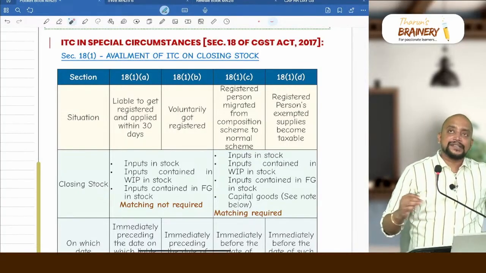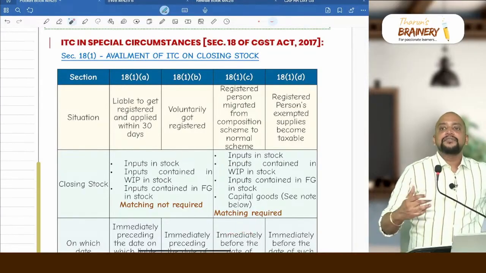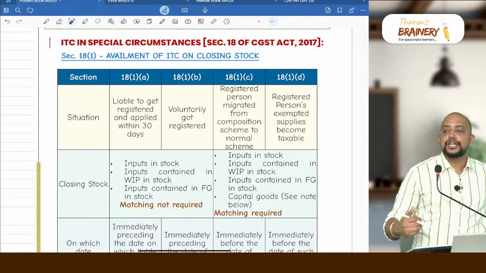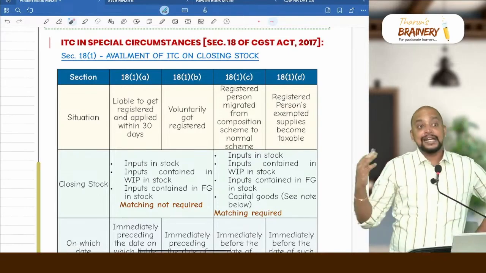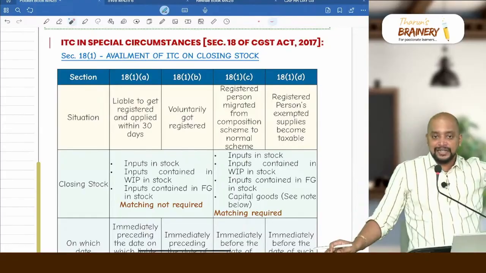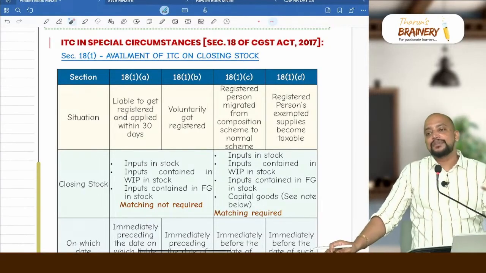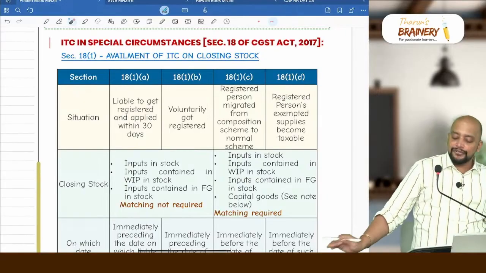Say for example, a person crosses his threshold limit for registration on 1st of January, and within 30 days from 1st of January he needs to make application for registration. In that case, before 1st of January, that is 31st December of the previous year, whatever is the closing stock, on that closing stock GST paid can be taken as ITC. What is the meaning of closing stock?